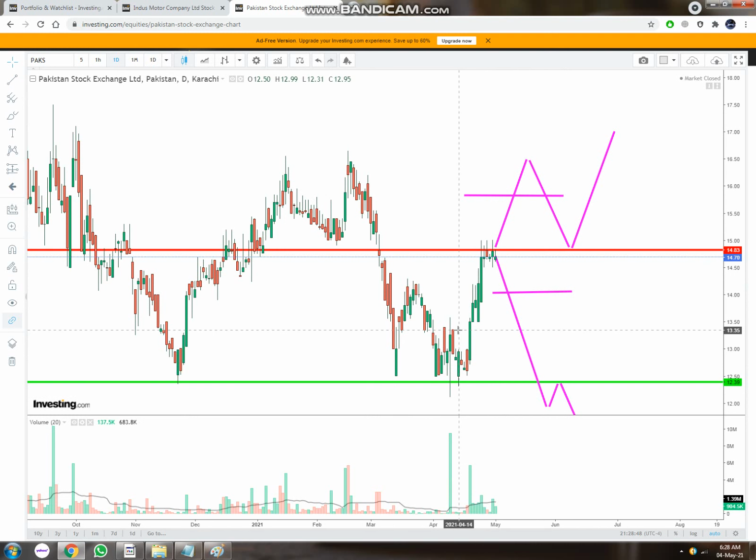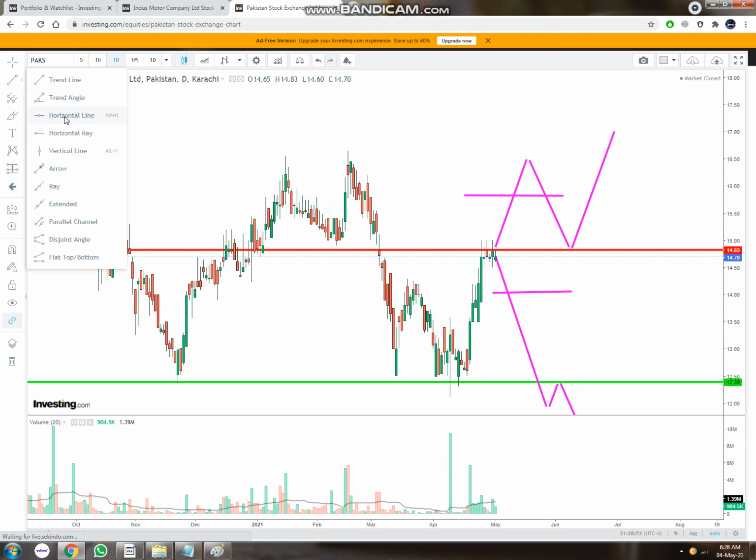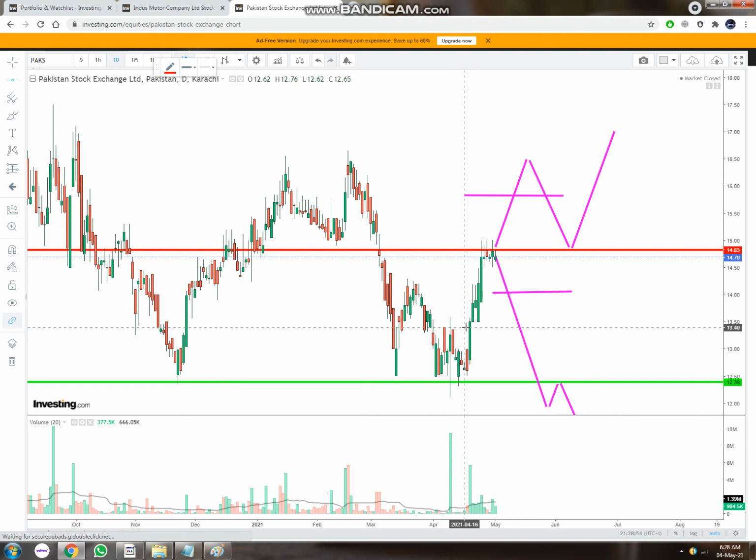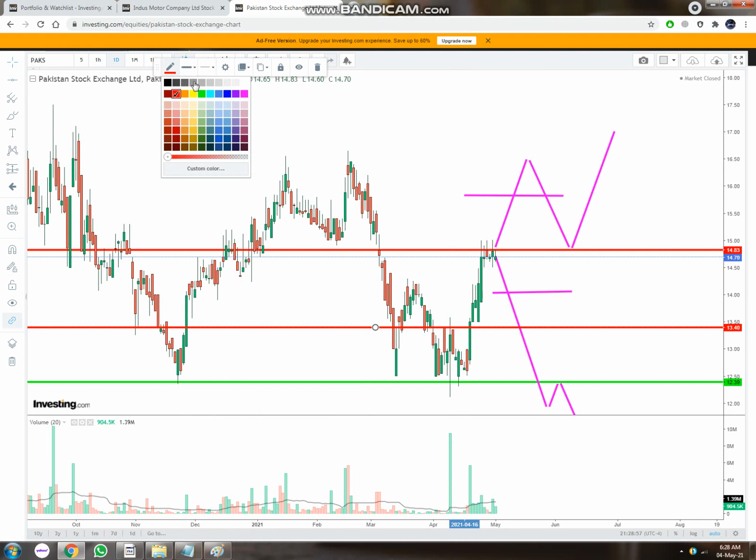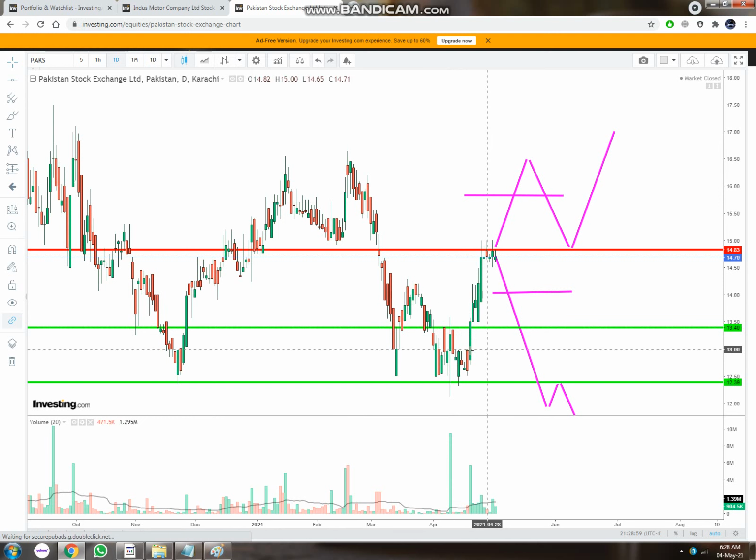Now I'm also going to mark this area as my support level as well, because support levels are very much important in this case. You can see this is also my support level, so I'm going to use this area as my support level as well, and we will see what happens next when trading in the stock market.